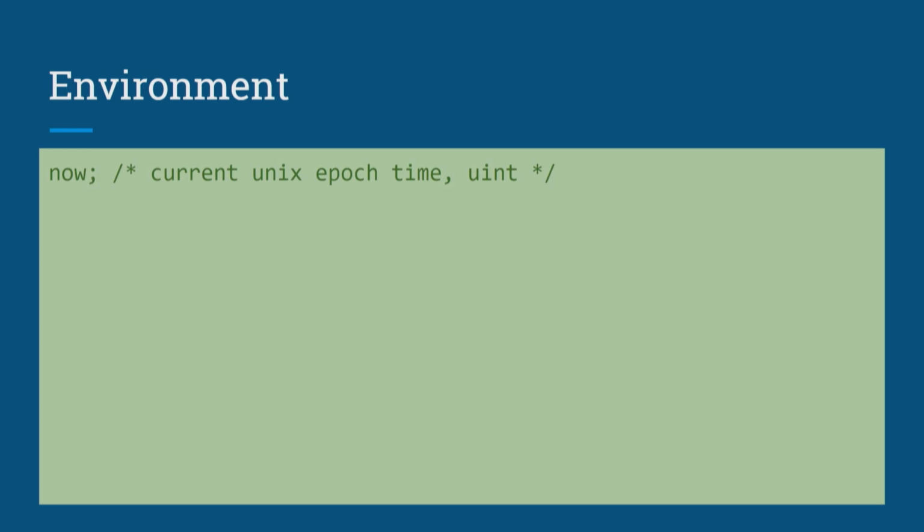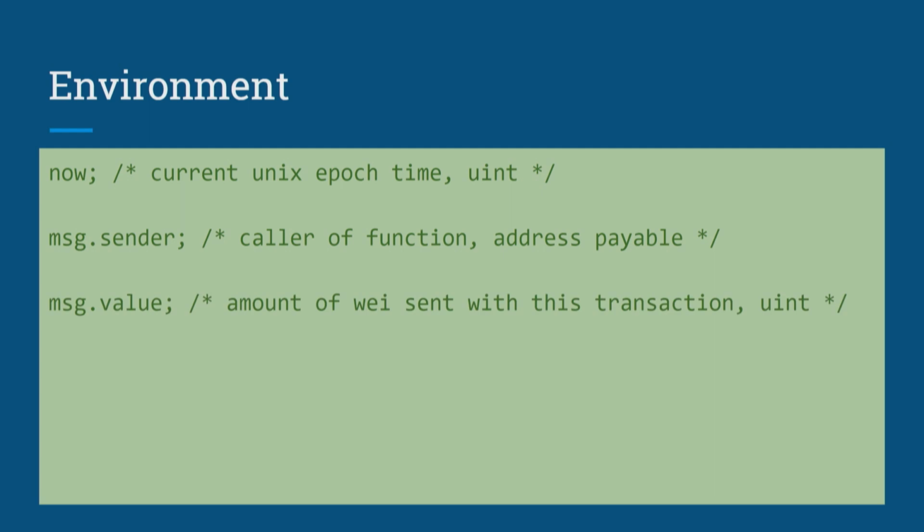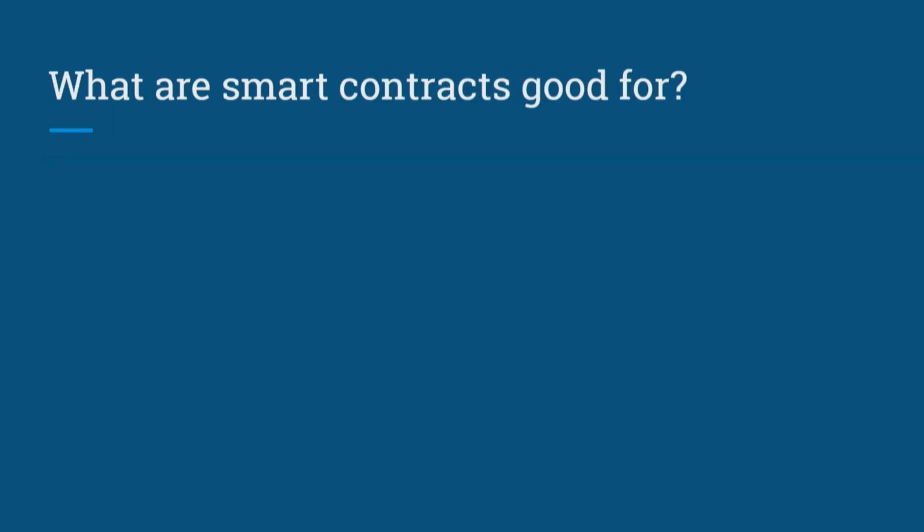All right, so what do we have available in our environment? You can pull up the current time. This is approximate, don't rely on it to be super accurate. Who is the sender of this function, or the sender of the transaction? How much Ether did you send in this transaction? Wei, if you're not aware, is like the Satoshis of Ether. So all of the Ether values are going to be in Wei. And this is just a way to refer to the current contract.